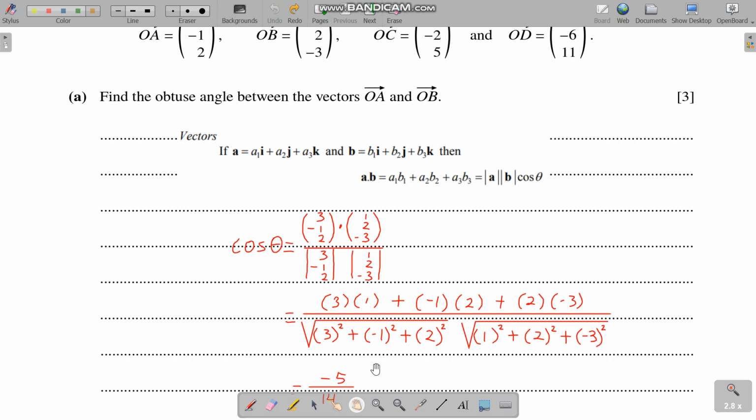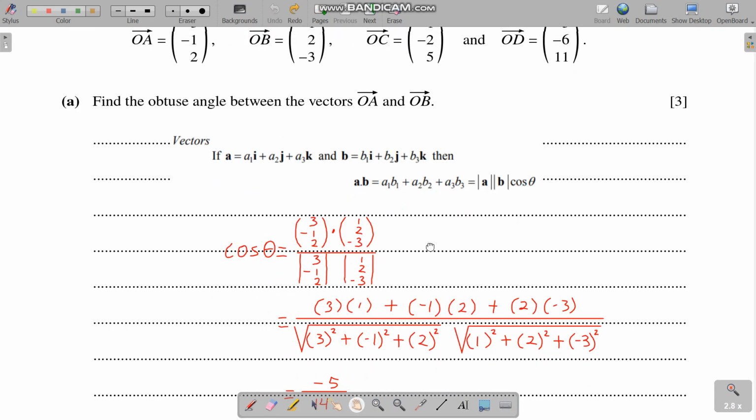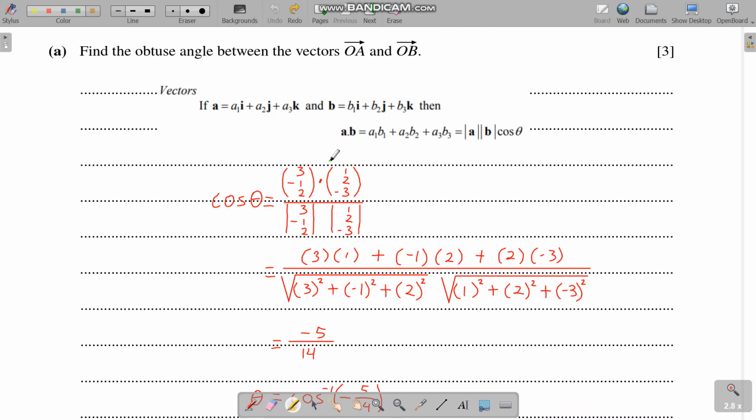Since this is between OA and OB, we use OA, which is (3, -1, 2), and OB, which is (1, 2, -3). So this is vector A, vector B, magnitude of A, magnitude of B. To do this dot product, we use this formula here: A1 times B1 and so on. So we do 3 times 1, minus 1 times 2, plus 2 times minus 3. This is the dot product formula.